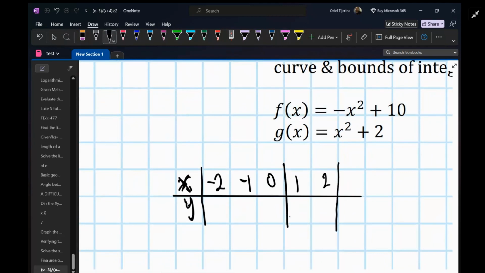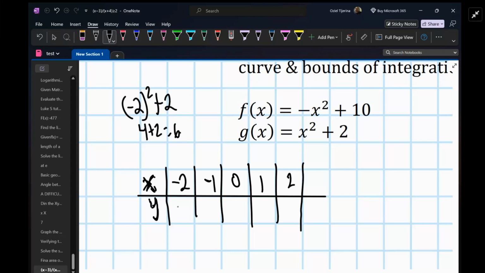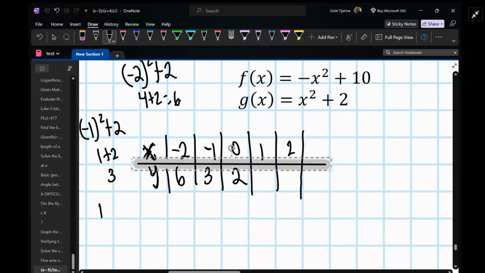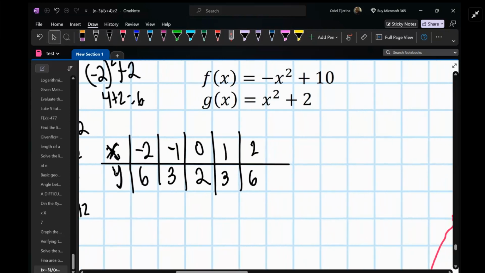And we're just going to sketch the curves. So now it's going to be negative 2 squared plus 2, which is 4 plus 2, which is 6. Negative 1 squared plus 2 is 1 plus 2, which is 3. Then 0 gives 2. When x equals 1, 1 squared plus 2, that's 3. Then when x equals 2, 2 squared plus 2 is 6. And that would be the last value that we're sketching.